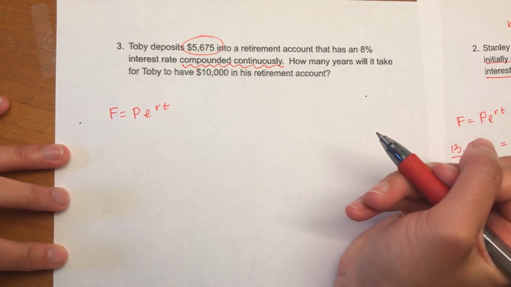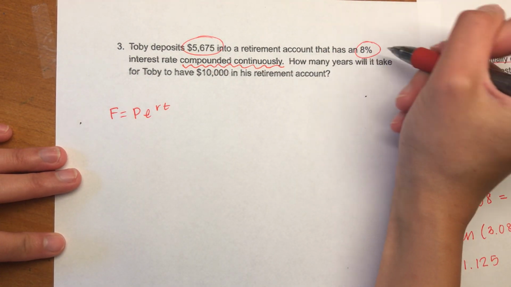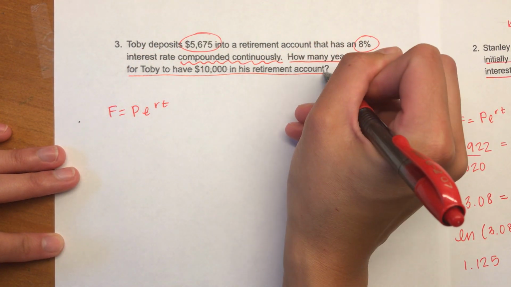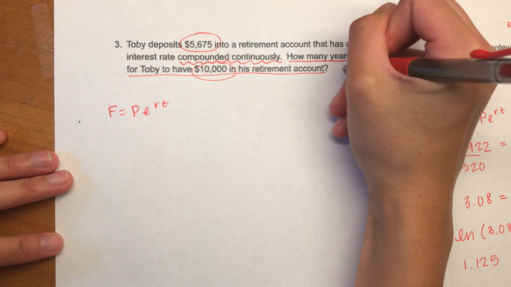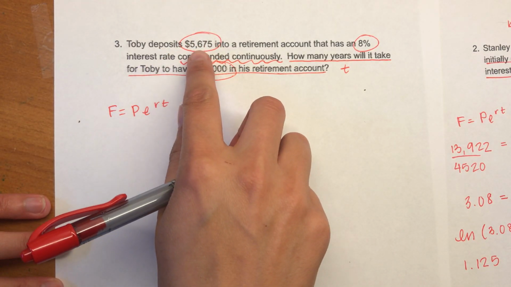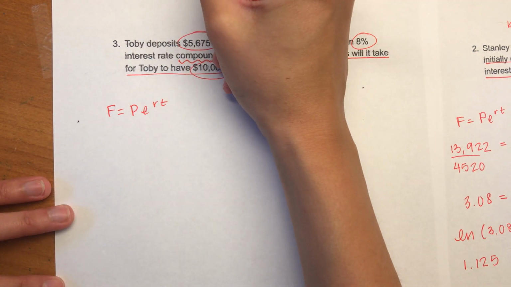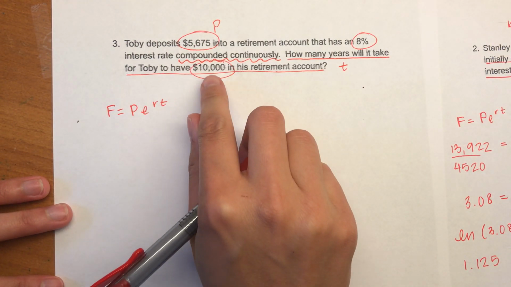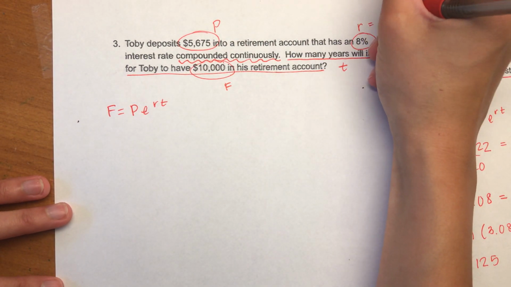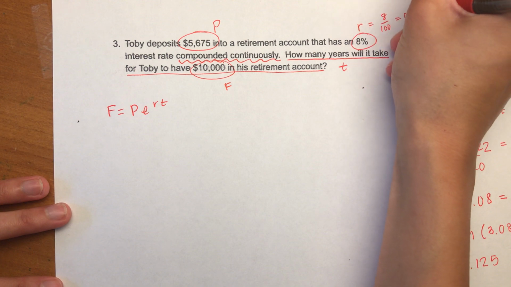Now we're going to circle our other numbers. So we have $5,675, 8% interest rate. How many years will it take for Toby to have $10,000? Okay, so how many years? Years is T. So it looks like we're solving for T again, just like we did in example number 1. So let's fill in our formula. The initial deposit would be P. How long until we have $10,000? That seems like the final. And then R is our percentage. 8 divided by 100 is going to be 0.08.